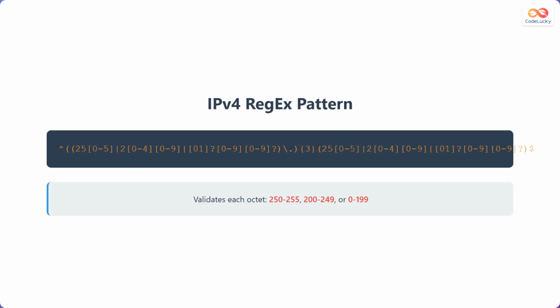Now let's look at a RegEx pattern that validates an IPv4 address. The pattern is as follows: open parenthesis 25 followed by 0 to 5 pipe, 2 followed by 0 to 4 followed by 0 to 9 pipe, 01 optional followed by 0 to 9 followed by 0 to 9 optional, close parenthesis \. close parenthesis curly brackets 3 open parenthesis 25 followed by 0 to 5 pipe, 2 followed by 0 to 4 followed by 0 to 9 pipe, 01 optional followed by 0 to 9 followed by 0 to 9 optional close parenthesis $. This RegEx validates each octet to ensure that it falls within the range of 0 to 255, covering all valid possibilities.